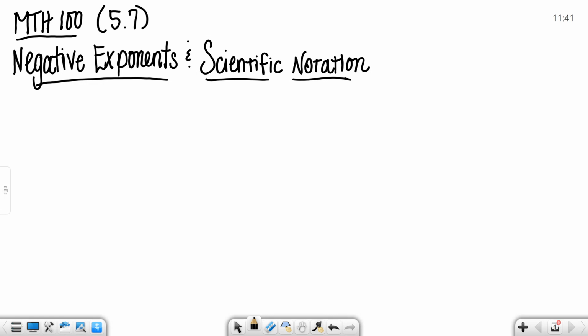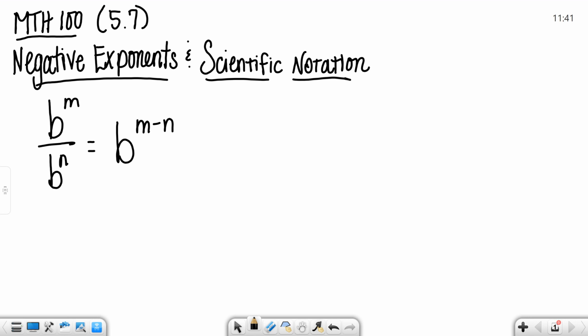Math 100 Lesson 5-7 covers negative exponents and scientific notation. So I just want to remind us of a rule that we've already gone over. It will be useful. Remember, if we are dividing and our bases are the same, then we subtract our exponents.